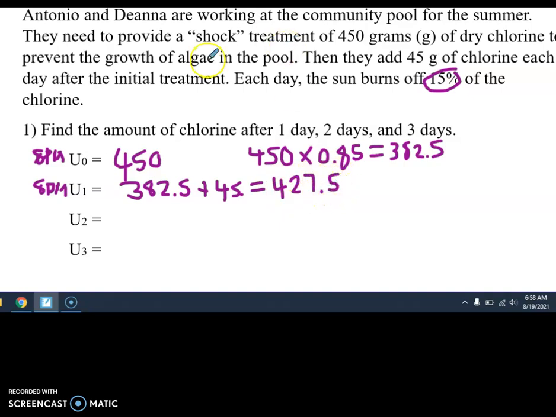So day 0, they did the shock. That gave us the 450. Then day 1, or U1, this is how much chlorine is in the water when they do that second treatment at 8 p.m. So think about what's going to be happening to get to the 8 p.m. on the next day. We're going to go through the burning off process and then adding some new chlorine into the pool. So what would be the answer for U2, and then what would be the answer for U3?